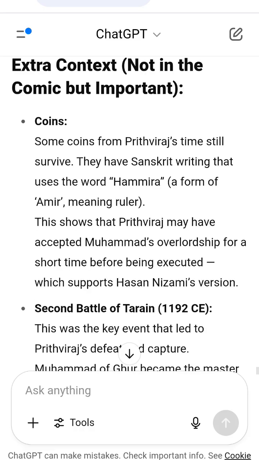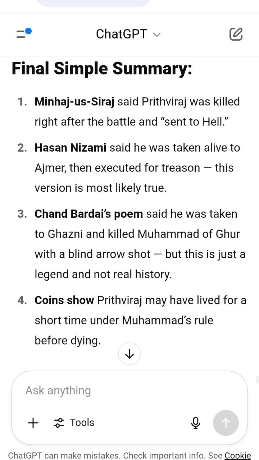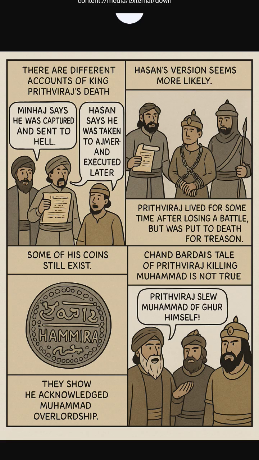3. Chand Bardai's poem said he was taken to Ghazni and killed Muhammad of Ghur with a blind arrow shot. But this is just a legend and not real history. 4. Coins show Prithviraj may have lived for a short time under Muhammad's rule before dying.